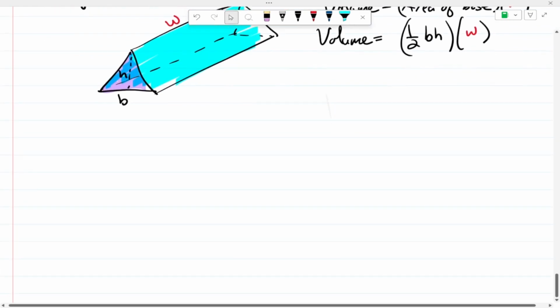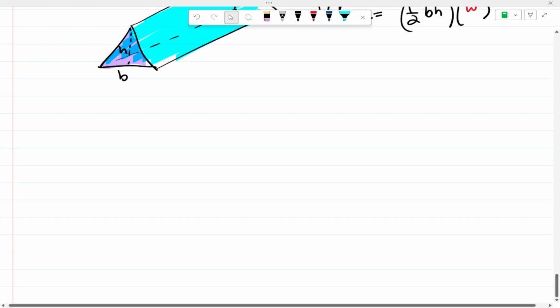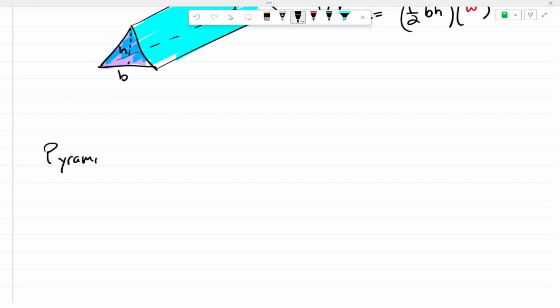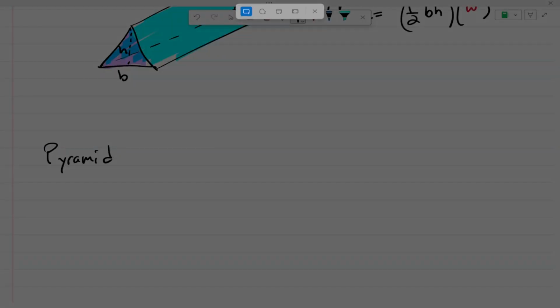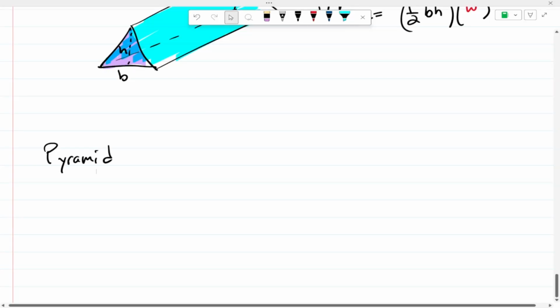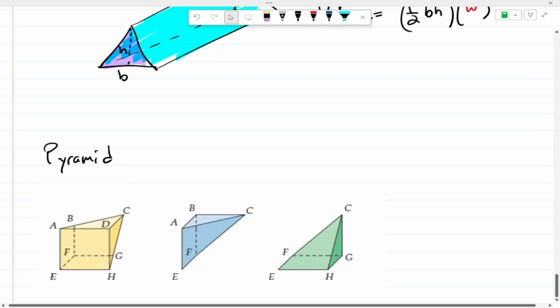Finally, we have a couple more formulas that we're going to go over. We have one of my favorite shapes, which is a pyramid. I am not going to try to draw this. I'm going to just use your book, all right, because they do a great job at explaining all the different kinds of forms that a pyramid could take. So here it is right here.